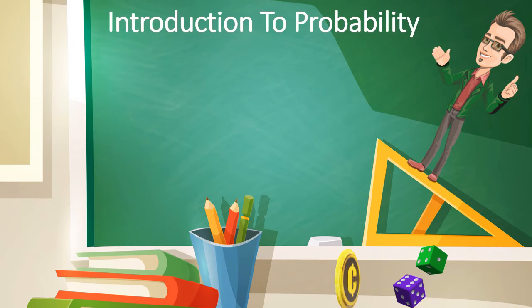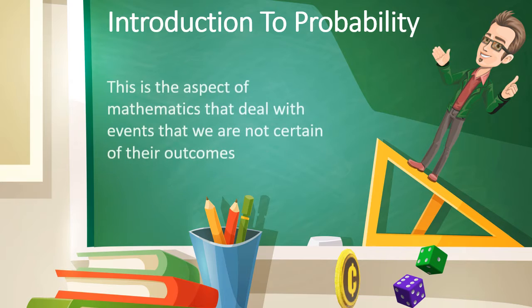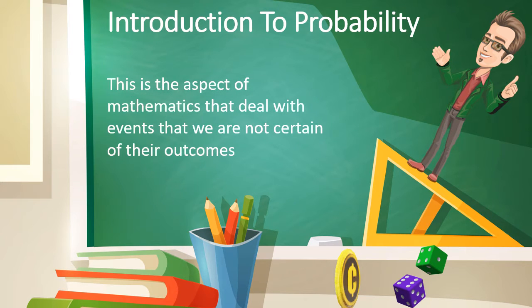On today's edition, we'll be looking at Introduction to Probability. This is the aspect of mathematics that deals with events that we are not certain of their outcome. Usually in mathematics, we deal with events that we can always tell their outcome, like when we add numbers, 2 plus 2 will equal 4, or when we multiply numbers like 5 times 5, we definitely get 25.